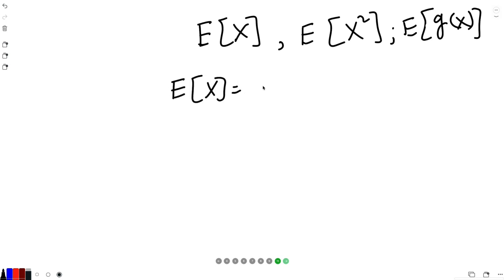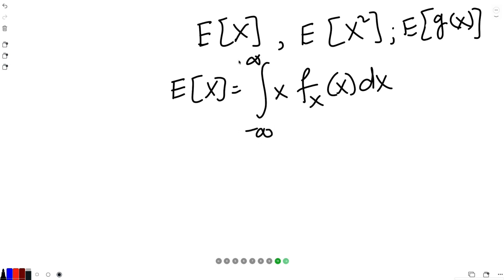Now, what is the average value of X? The average value of X is equal to the integration from minus infinity to infinity of x times f_X(x) dx. This is the general formula for finding the average value of X. It means that you multiply x by its probability density function and integrate. So it is like a weighted integration, because it is weighted by f_X(x). In areas where f_X(x) is very small, the probability of X being within it is very small, and in areas where f_X is large, the probability will be large.